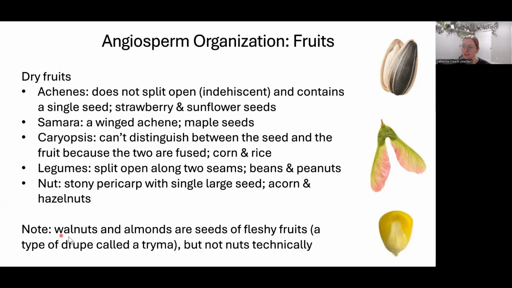Things that we think of as nuts, like walnuts and almonds, are actually the seeds of fleshy fruits, usually drupes, and they're called tryma, but they're not technically nuts because they have a fleshy part outside of them that we don't eat. But pretty exciting.